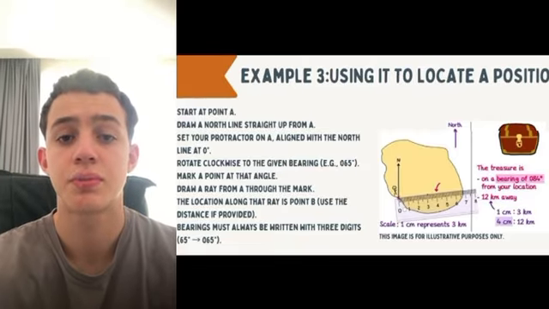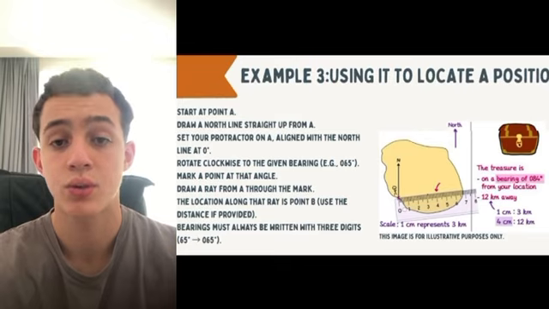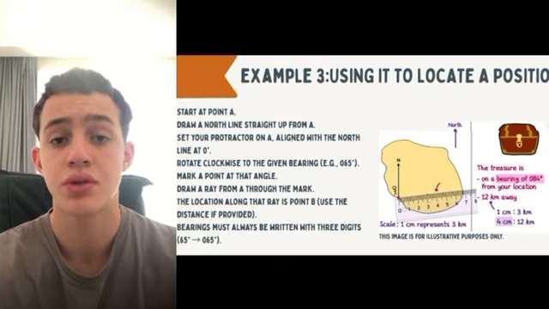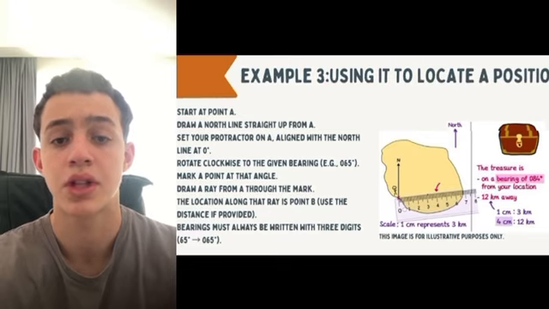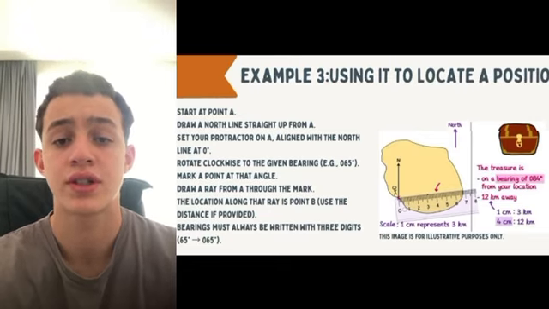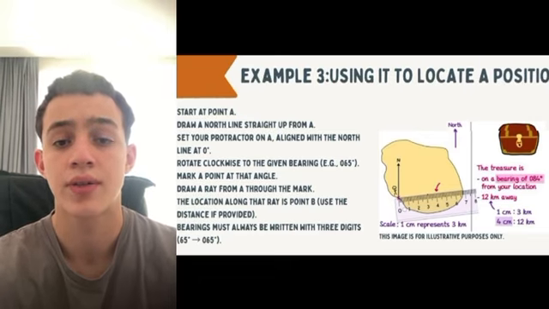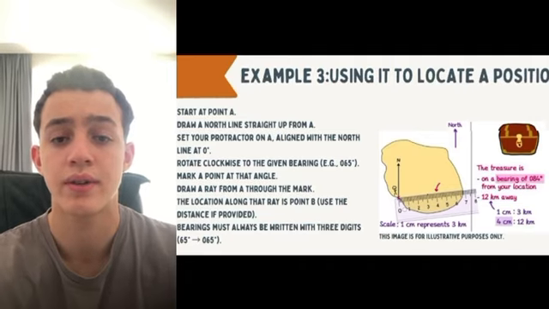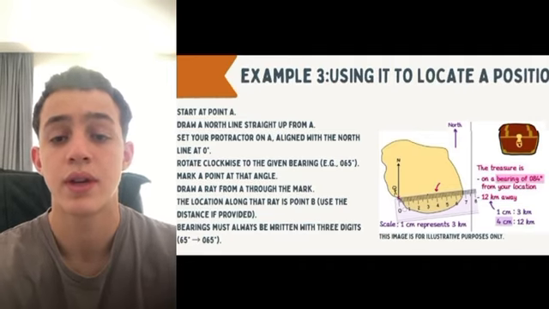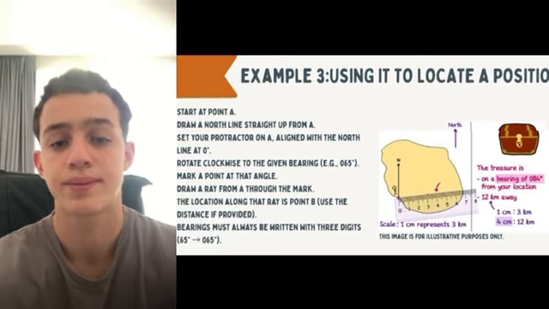Now I'm going to explain how we use a bearing to find a position. First, we start at point A and draw a vertical north line. Then we place the protractor on A, making sure the 0 degree line is aligned with the north. After that, we measure the bearing clockwise until we reach the given angle. For example, if the bearing is 65 degrees, we mark a small point at 65 degrees.